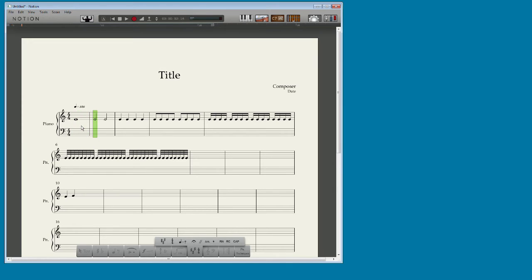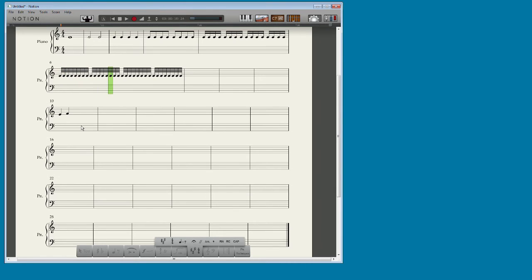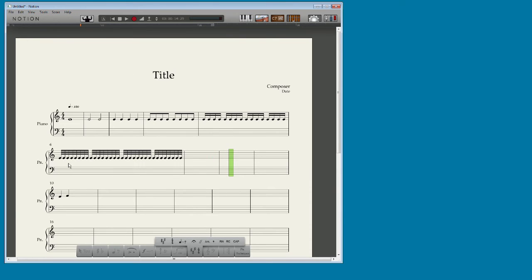1, 2, 3, 4, 1, 2, 3, 4, 1, 2, 3, 4. So, as you can hear, there was the same amount of beats in each bar. It's just the notes themselves that we were playing got steadily faster.